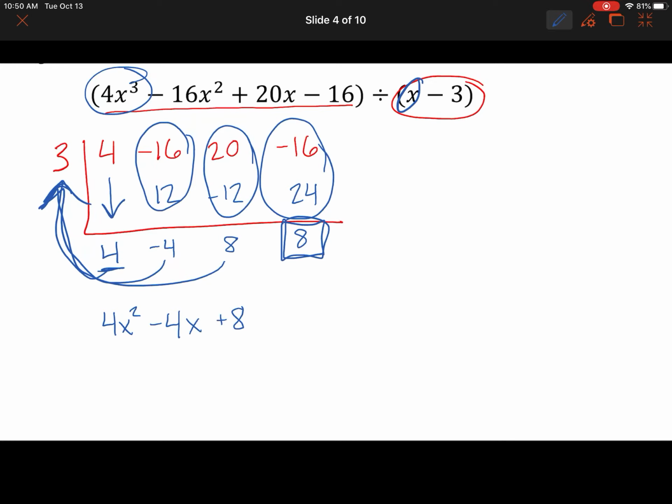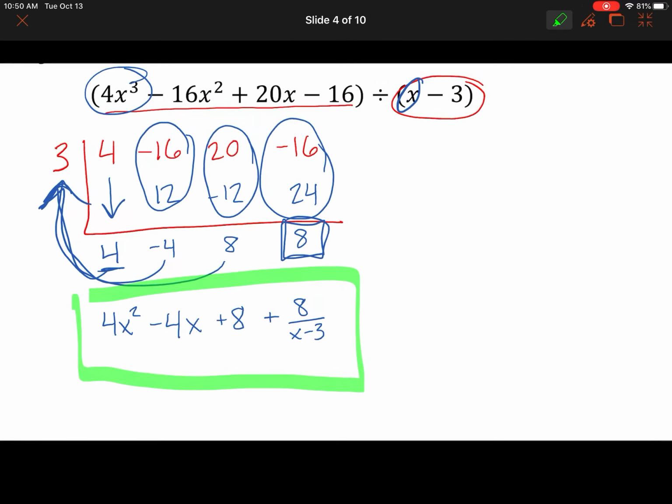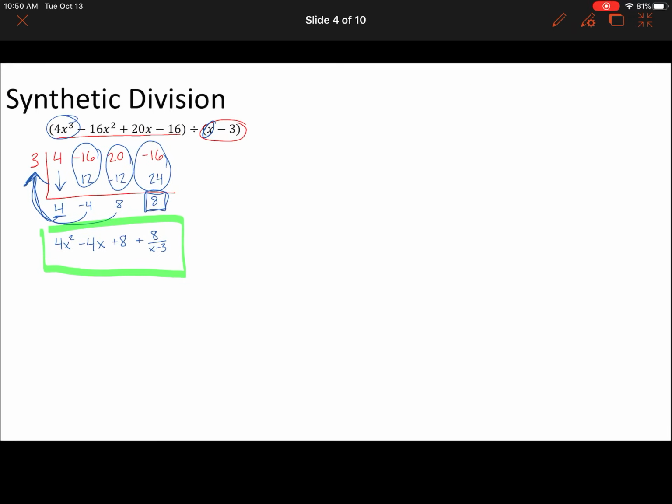This is the x term. Positive 8 is my constant. And then I have a remainder this time. So it's positive, so I put a plus 8 at the very end. And then I divide it by my divisor from the original problem, which is x minus 3. So then that right there is my final answer.